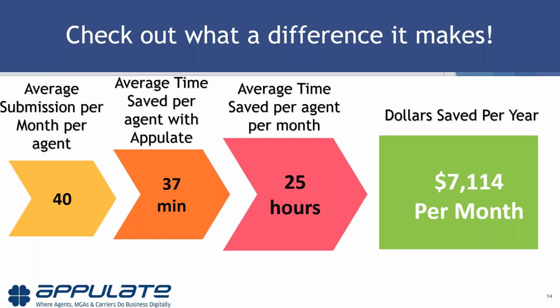So on average, each agent seems to be submitting about 40 or so submissions a month. So conservatively, I just moved that to 40. Average time saved, we got all kinds of responses here from 15, 20 minutes on up to hours and even days. So I pulled an average and then brought that down to be conservative. If they saved about 37 minutes per submission, 40 submissions a month, that translates to about 25 hours a month. If this agent is making about $50,000 a year, then this agency is saving about $7,000 a month in time.